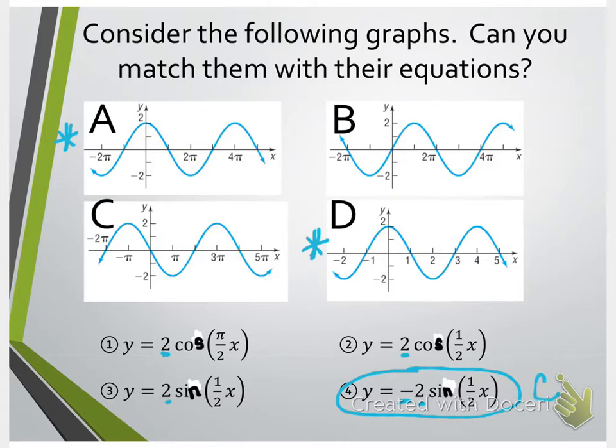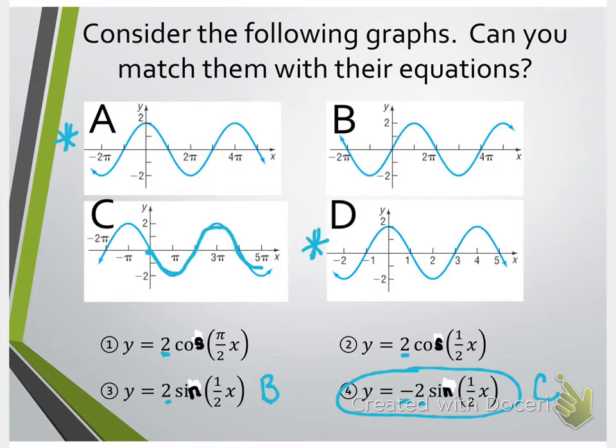See how it starts at 0, 0, and then it goes down? That thing's been flipped. That's got to be C. All right, so 3, that's got to be B. Now notice I haven't really done anything, that was sort of process of elimination.